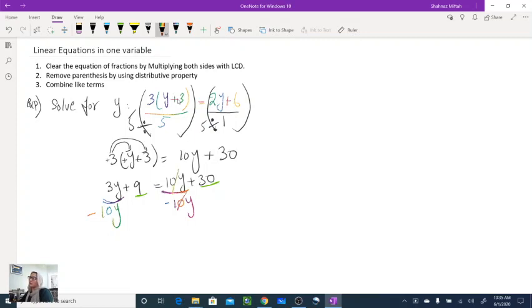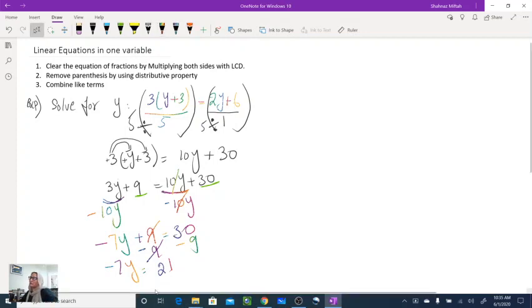So they cancel out, and I'm left with negative 7y plus 9 equal 30. Now 9 and 30 are like terms, so I have to combine them and move the 9 to the other side. So it's going to give me negative 7y equal 21.